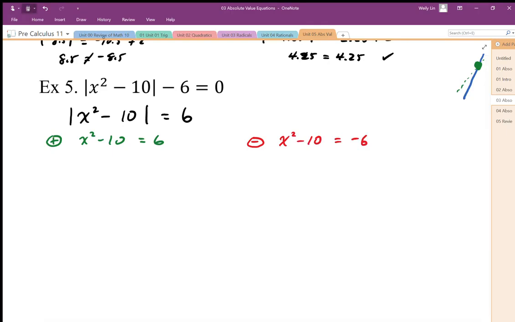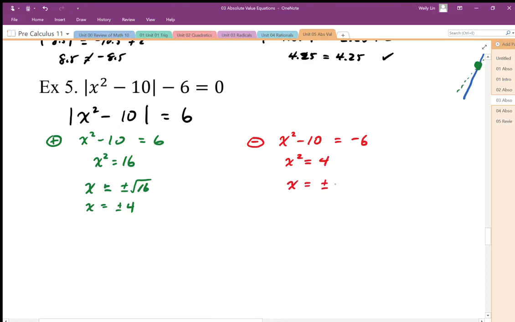I'm going to solve both of them. So I'm going to solve for x squared, and I can undo the squared with a square root. But remember that when you're solving by square rooting, we have to consider the plus minus. So we get plus minus 4. Okay, so there's the positive version. Solving this, I'm going to add 10 to both sides. I'm going to undo that square by square rooting, and I get plus minus 2.